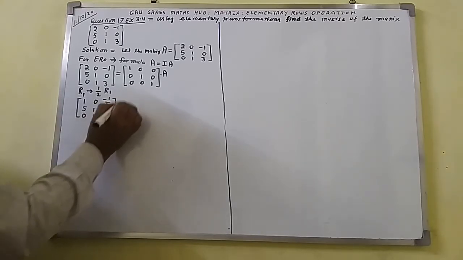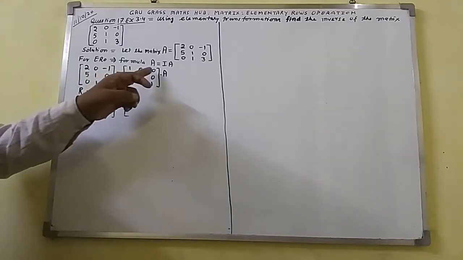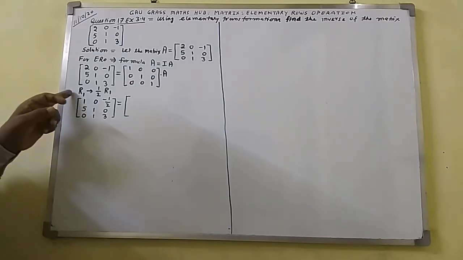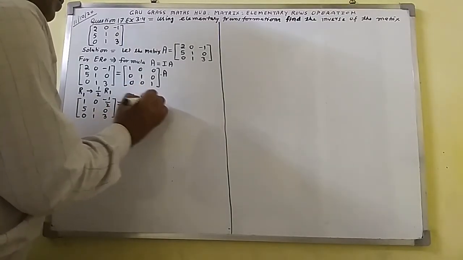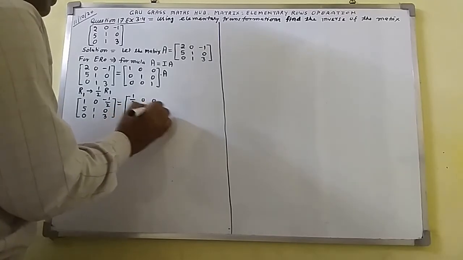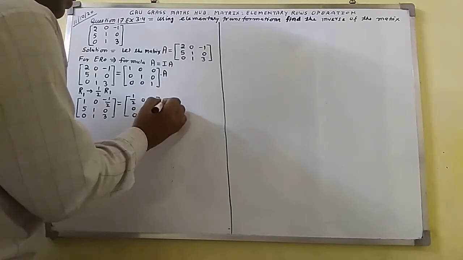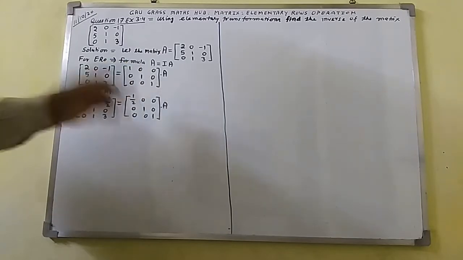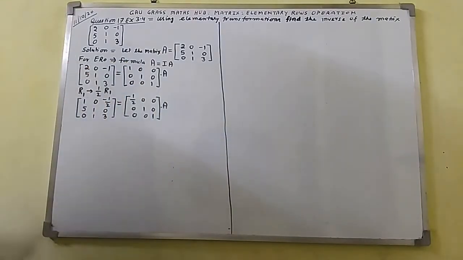Closing of square bracket equal to, here the elements of first row will be converted as per applying this property. So here it will become 1 over 2, 0, 0. Here we will get 0, 1, 0. Here we will get 0, 0, 1, dot A. So this property I have applied. I have got the identity matrix converted into this matrix, and the given matrix converted into this matrix.